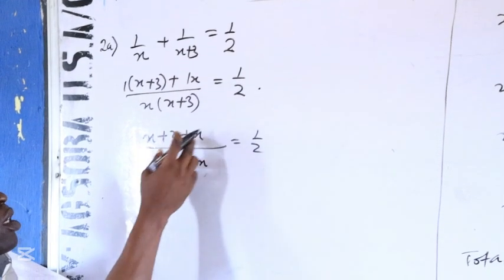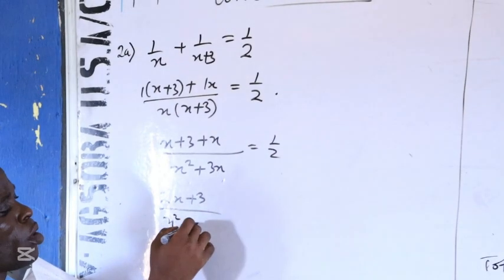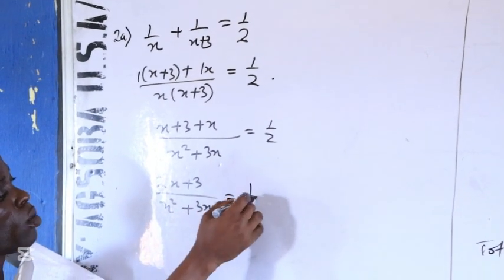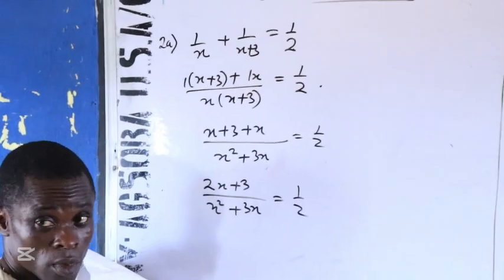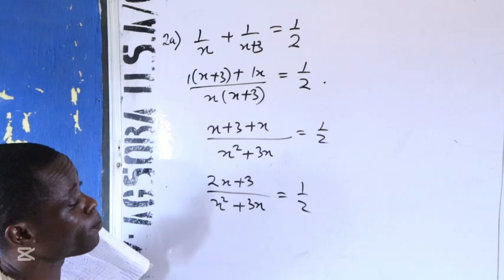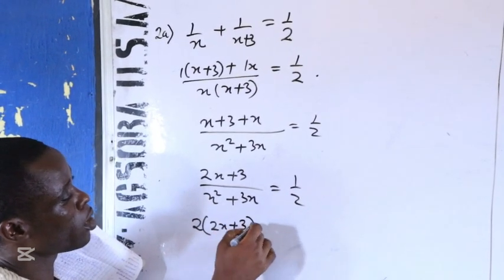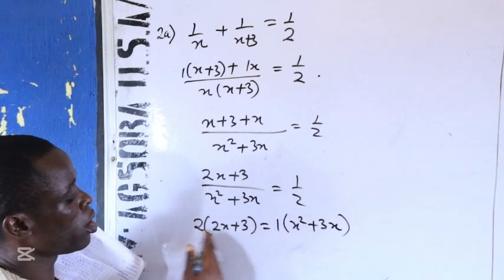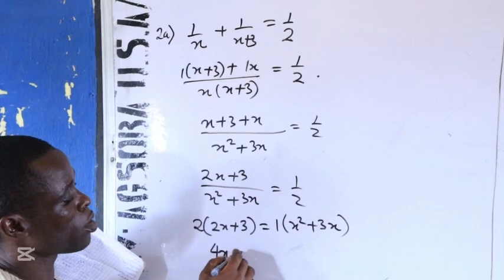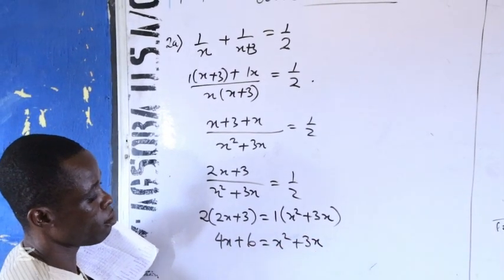Before that, 2x plus 3 all over x squared plus 3x. You cannot cancel this. You cannot say x cancels x or 3 cancels, because of the plus that we have there. So when you cross multiply, we have 2 into 2x plus 3 is equal to 1 into x squared plus 3x. Then 2 times this, 4x plus 6, is equal to x squared plus 3x.